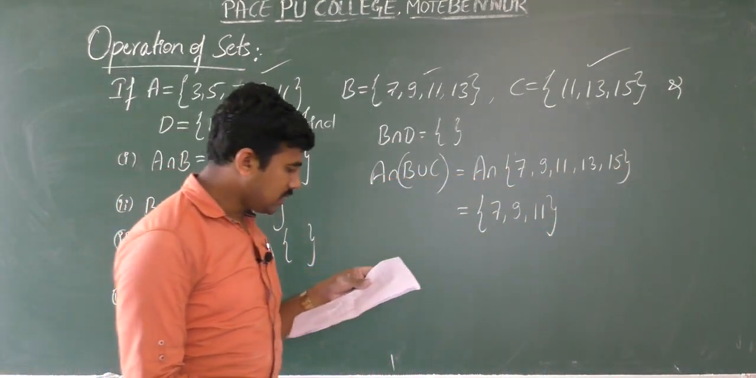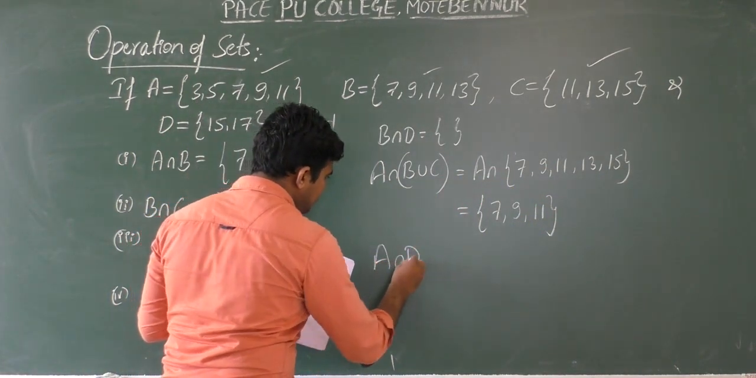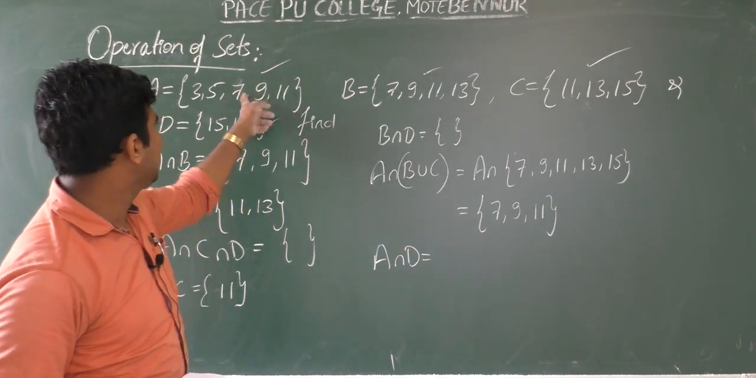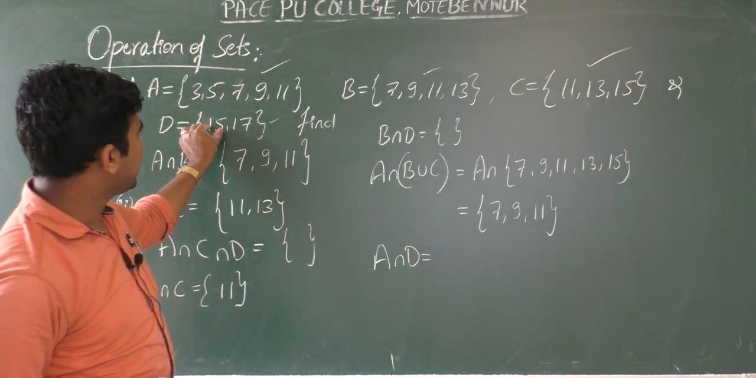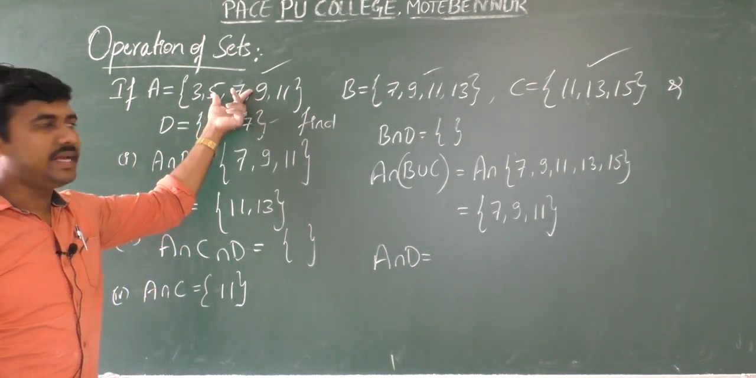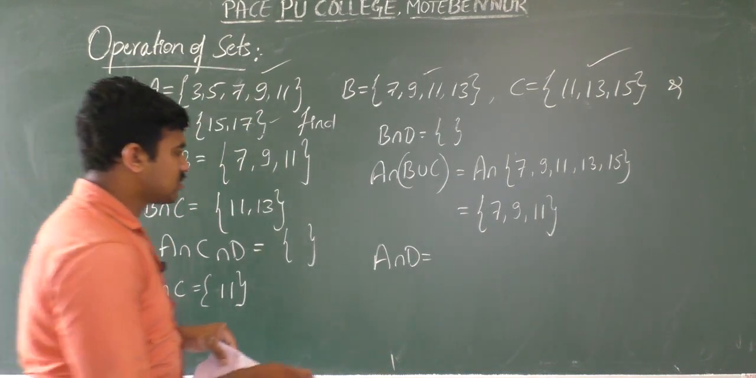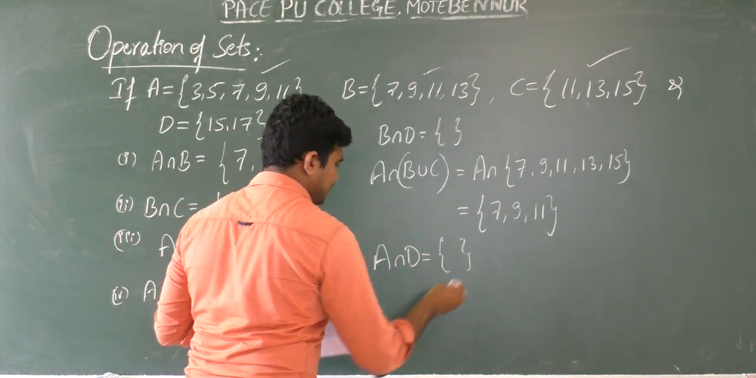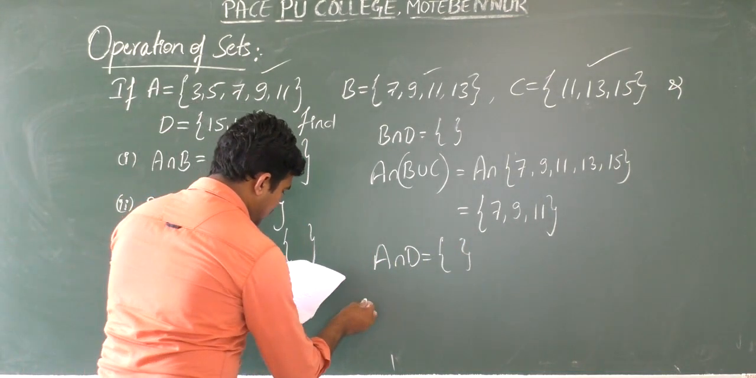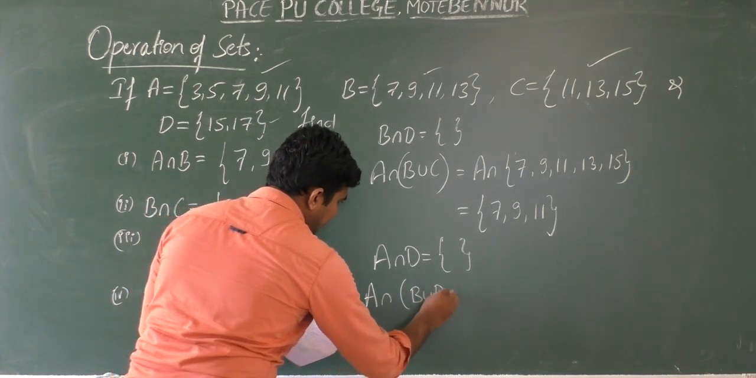Now the next question, A intersection D. What is common in both A and D? 15 is there in D, but 15 is not there in A. 17 is there in D, 17 is not there in A. So there is no common element we will get. Okay, empty set.